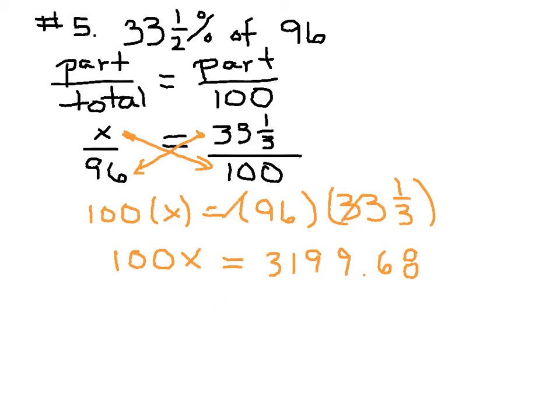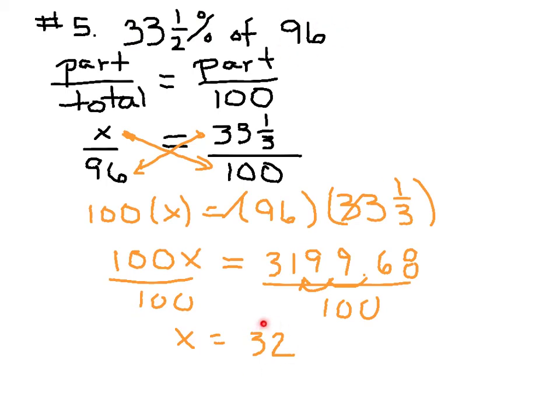Yes, it did, yay. And then I divide both sides by 100, which means I move my decimal over 2 places, so x is equal to approximately 32. So this is saying, really, this is 33 and a third out of 100, so that's approximately 1/3. 1/3 of 96 is 32. Sure enough, if you took 32 and multiplied it by 3, you'd get back your 96.